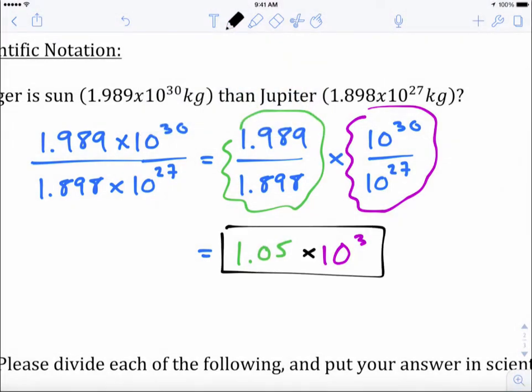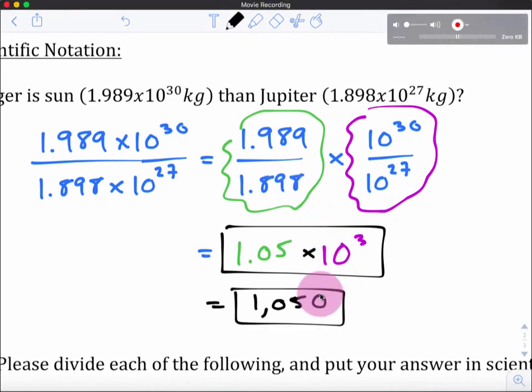You can convert this into standard form. This is just a little bit over 1,000. I think this is 1,050 to be honest. But what does this mean? It means that the sun is about 1,000 times bigger than Jupiter.